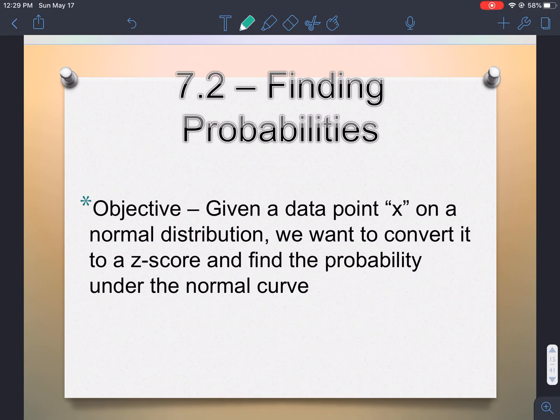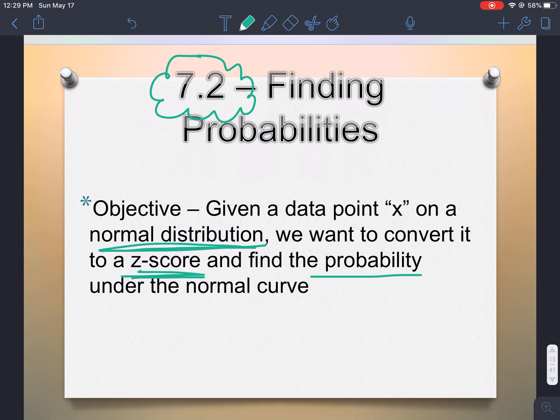This is Algebra 3, Unit 7.2, Finding Probabilities under the normal curve. We're still talking about statistics, we're talking about the normal distribution, and we want to be able to use z-scores and find the area underneath the normal curve, which is going to translate into a probability.